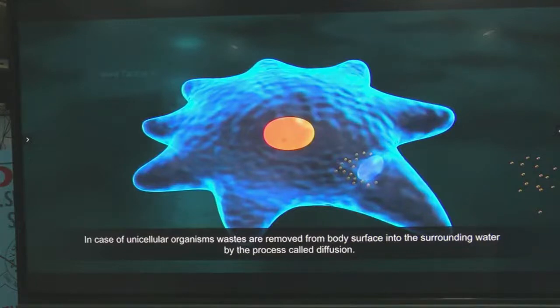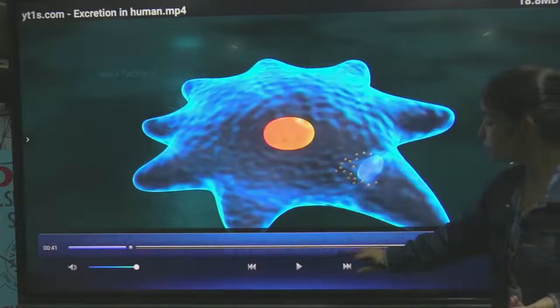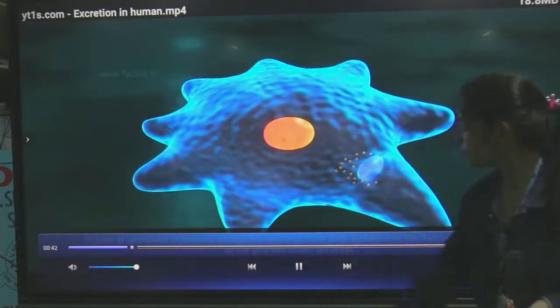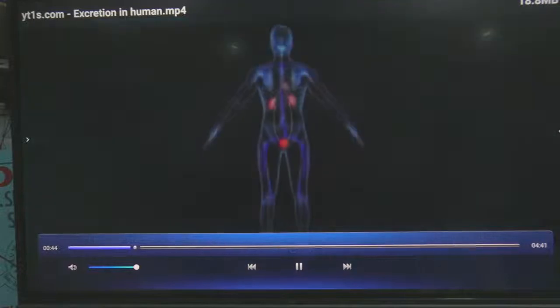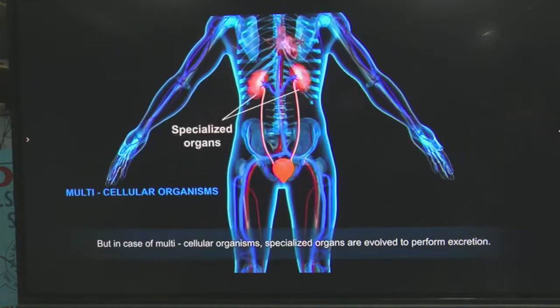Yes, the exchange of gases or the exchange of substances from the higher concentration to lower concentration, that is called diffusion. Clear? And the single cell organism, or a unicellular organism, give me the examples. Like amoeba, paramecium. So they are the unicellular organisms. They do their excretion with the help of diffusion. But in case of multicellular organisms, specialized organs have evolved to perform excretion.